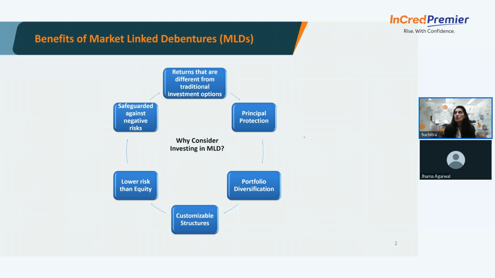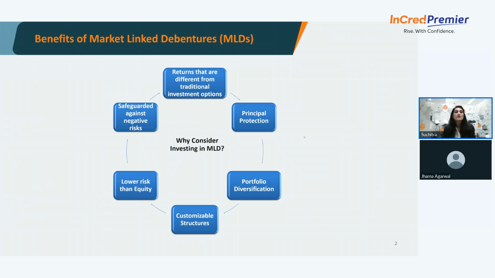And finally, lower than equity risk goes without saying, because I have just given an example where you get only the upside of Nifty, you do not get the downside. Therefore, by definition, this is lower risk than equity. So these are different reasons why you should consider including market-linked debentures, and specifically, equity market-linked debentures, in your portfolio.